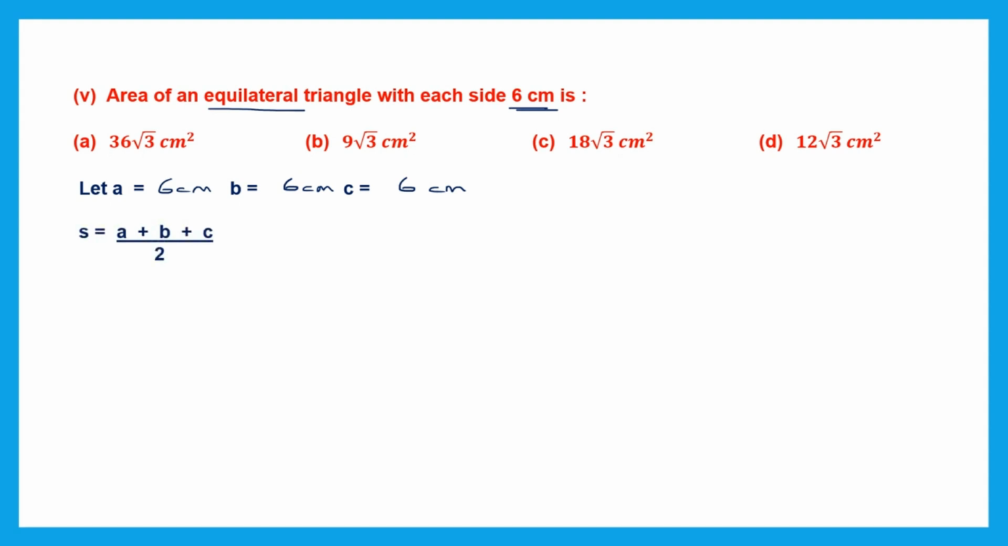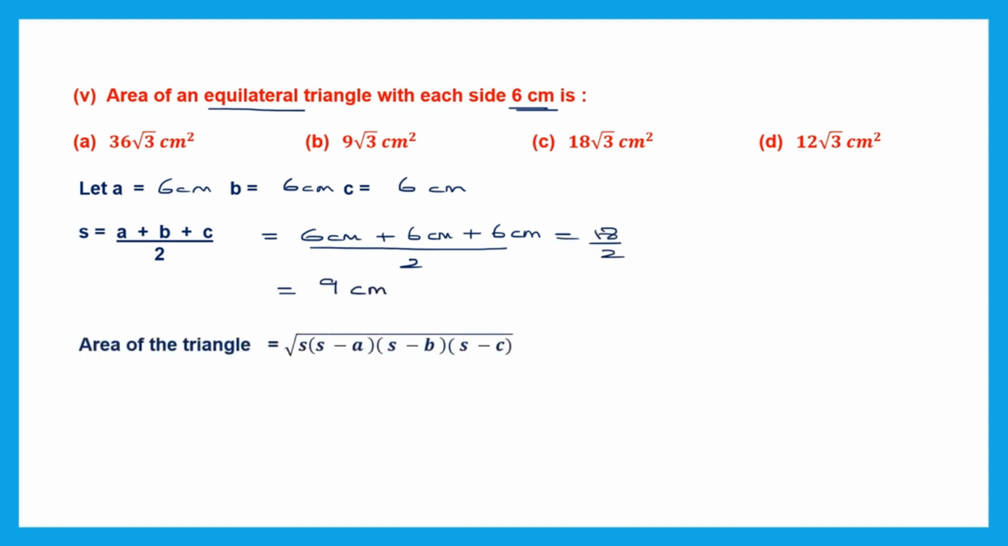So now we have to find the semi-perimeter if you're using Heron's formula. So the semi-perimeter means A plus B plus C, that is, A is 6 centimeters, B is 6 centimeters, and C is also 6 centimeters. Add it all up, divided by 2. 6 3s are 18. So we have 18 centimeters divided by 2, which is 9 centimeters. So the semi-perimeter is 9 centimeters. Now we can use the formula. Area of a triangle is this.